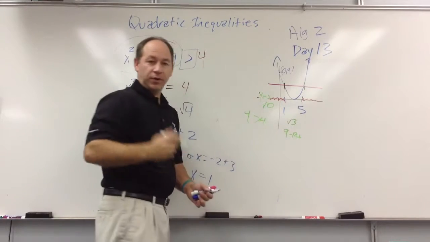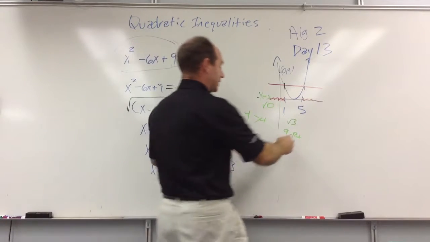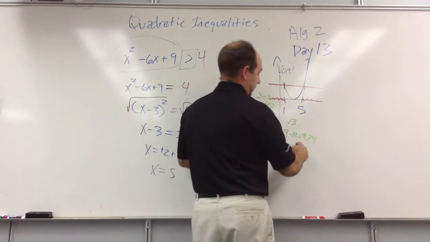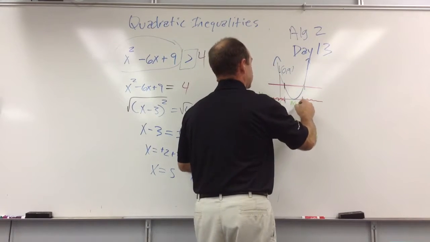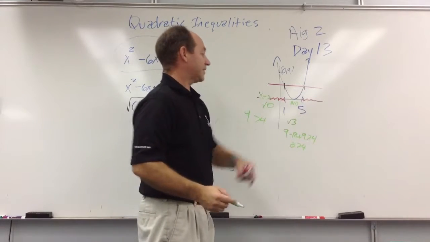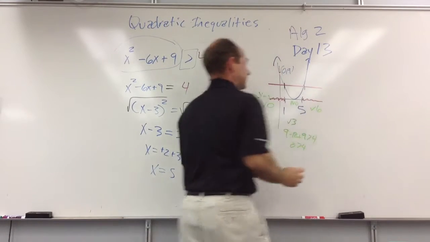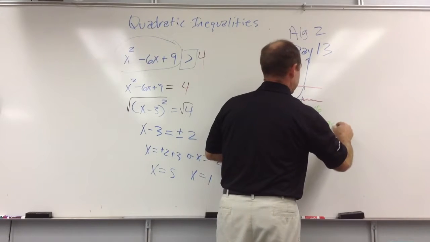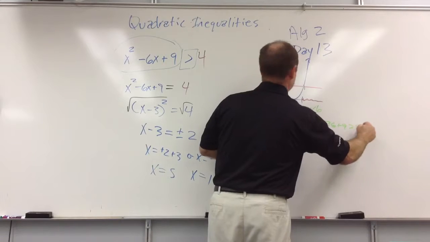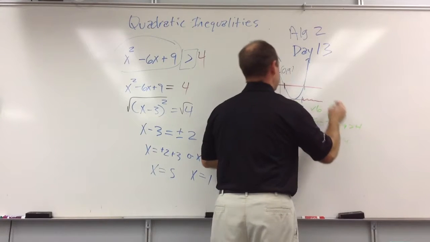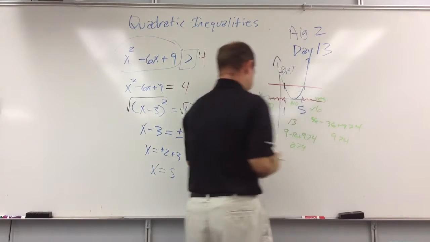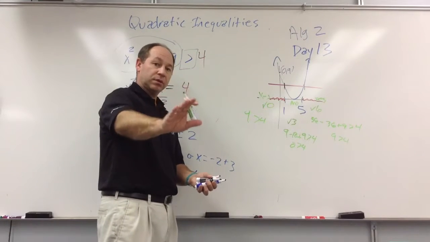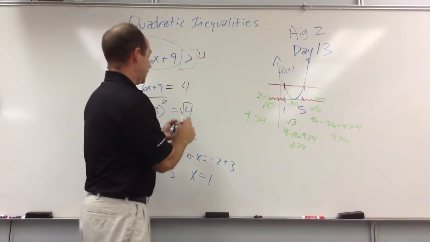9 is greater than 4. Yes. Is 9 minus 18 plus 9 greater than 4? Let's see. Negative 9 plus 9 is 0, greater than 4? The answer is no. And then if I check something after this, check 6, we can plug that in and say we have 36 minus 36 plus 9. Is that greater than 4? That means 9 is greater than 4, and the answer again is yes. So my answer here is not just a number. It's not just two numbers. It's a region of numbers.